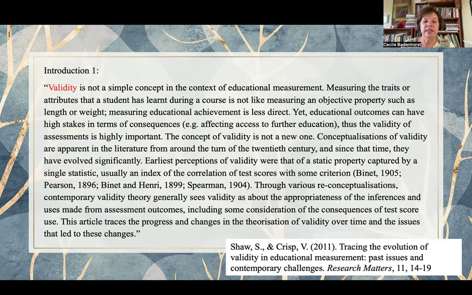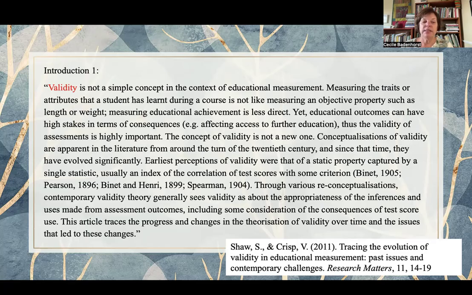The concept of validity is not a new one. Conceptualizations of validity are apparent in the literature from about the turn of the 20th century. And since that time, they have evolved significantly. So even that sentence, they've given you a clue of changing meaning. Earliest perceptions of validity were that of a static property captured by a single statistic. So there's the description of early perceptions of validity. Usually an index of the correlation of test scores with some criterion.